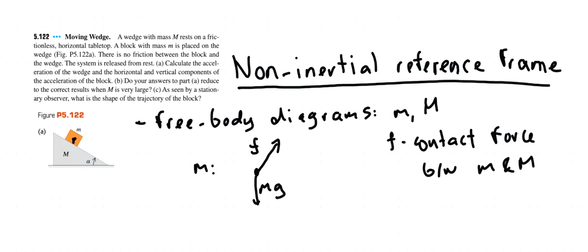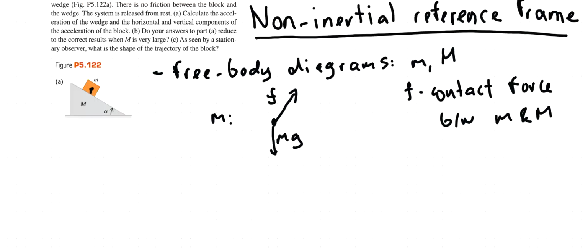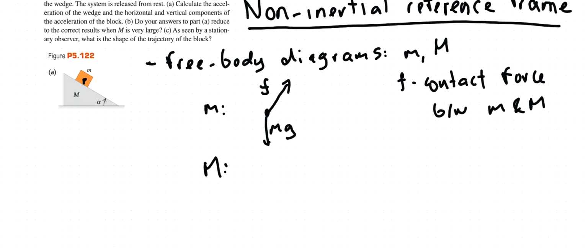Now let's keep going. There's another free body diagram to consider, that of the wedge. For sure, the wedge has gravity acting downwards. It is on a horizontal surface, which means it will have a normal force acting upwards. And we also have, by Newton's third law, an equal and opposite force to the contact force acting in that direction.